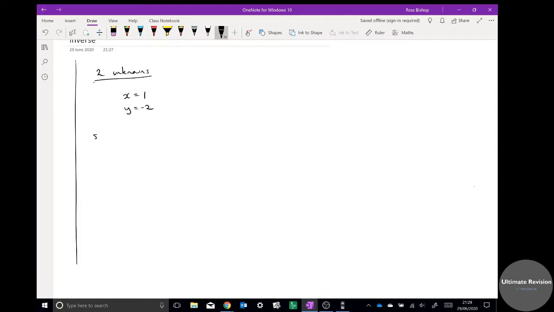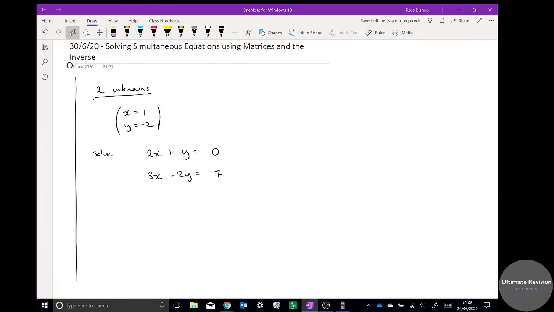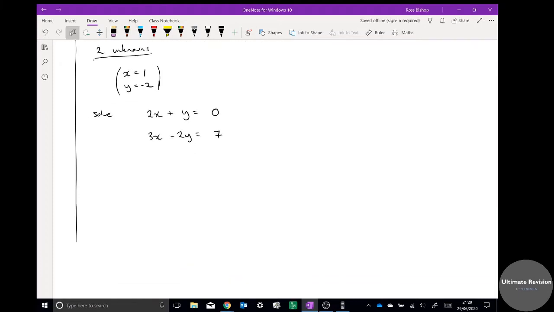So solve 2x plus y will equal 0, and 3x minus 2y will equal 7. These are our answers. I imagine you wouldn't be told the answer. But that's obviously what we're trying to get to.